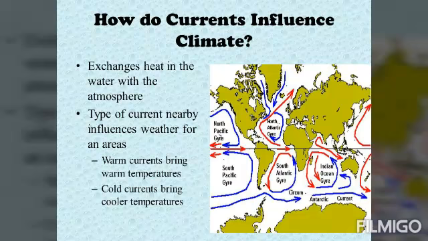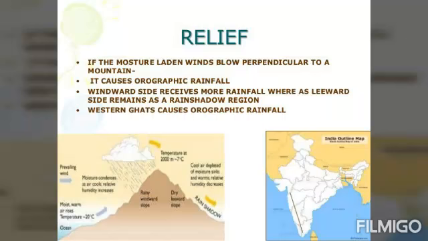Ocean currents exchange heat in the water with the atmosphere. The type of current nearby influences weather for an area. The warm currents bring warm temperature. Cold currents bring cooler temperature. Means the areas which are near to the warm currents experience warm climate. The areas which are near to the cold currents experience cold climate. Next point is relief.